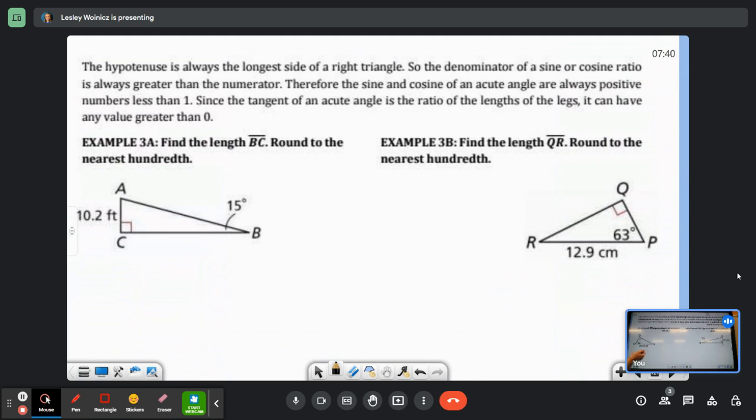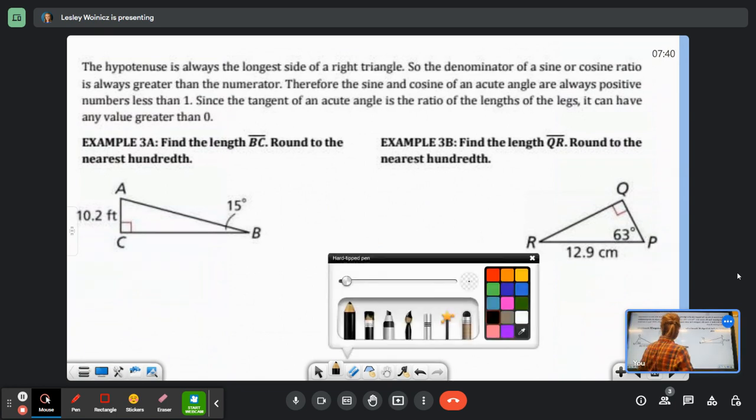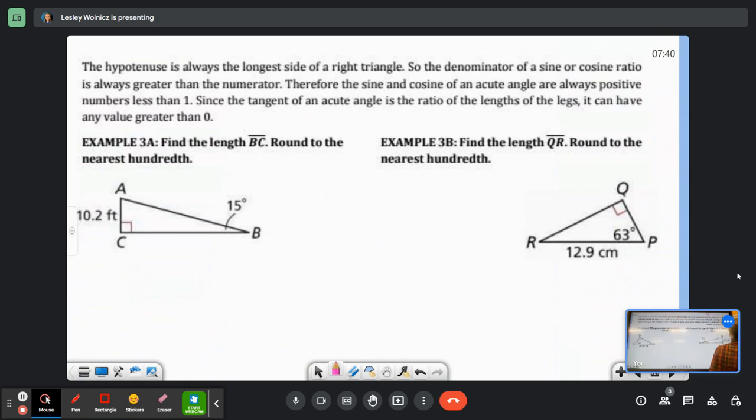So we have to find the length BC, rounding to the nearest hundredth. BC is right here. Okay, so we have to use this 15-degree angle. For what we have here, we have the opposite and we have the adjacent. So the trig ratio that uses opposite and adjacent is tangent.